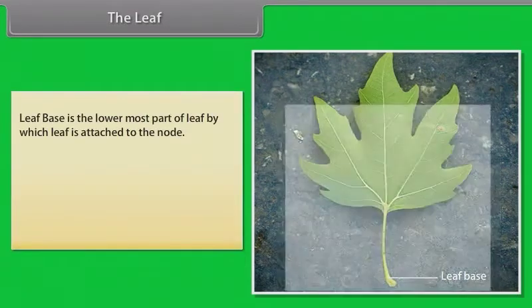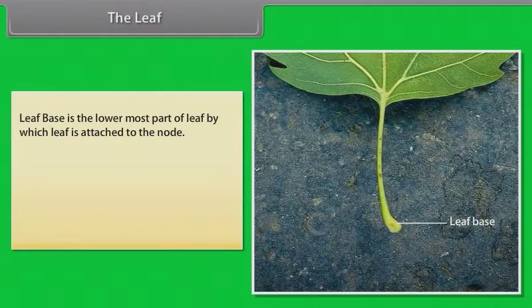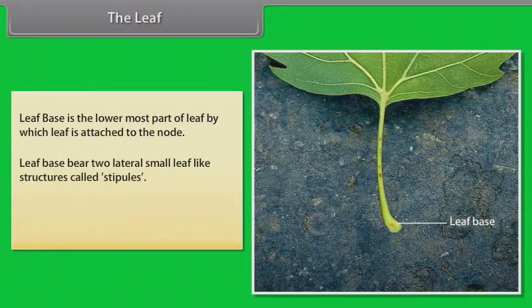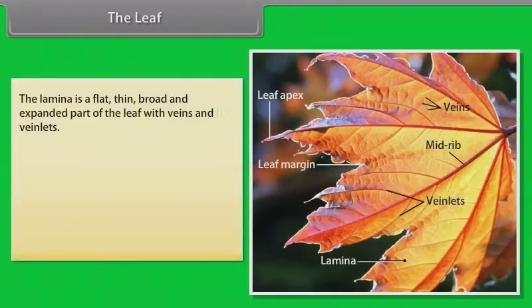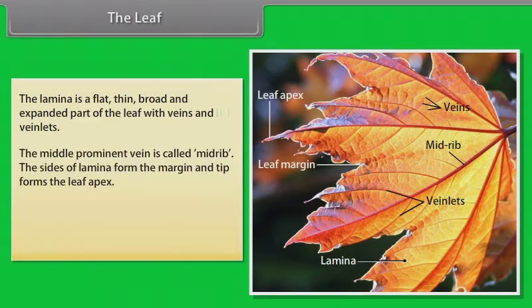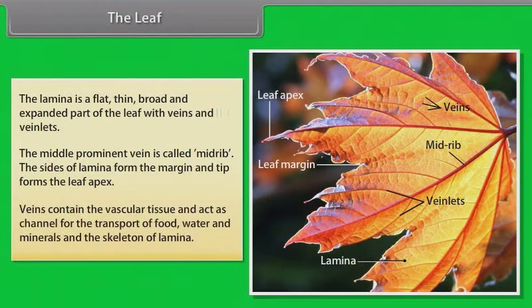Leaf base is the lowermost part of the leaf by which the leaf is attached to the node. Leaf base bears two lateral small leaf-like structures called stipules. The petiole exposes the lamina to the sunlight. The lamina is a flat, thin, broad, and expanded part of the leaf with veins and veinlets. The middle prominent vein is called midrib. The sides of lamina form the margin and the tip forms the leaf apex. Veins contain the vascular tissue and act as channels for the transport of food, water, and minerals, and the skeletal framework of lamina.